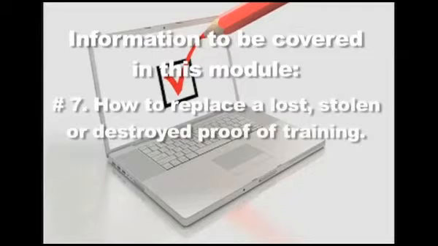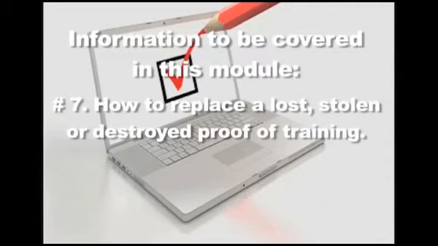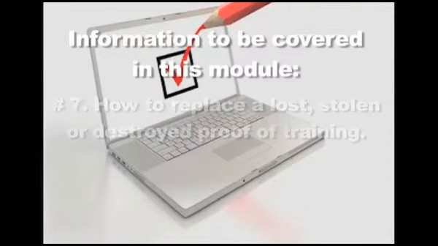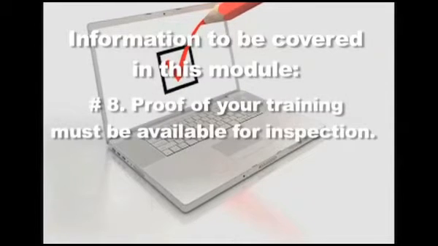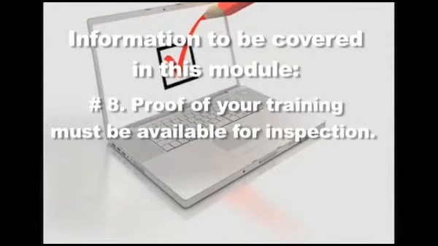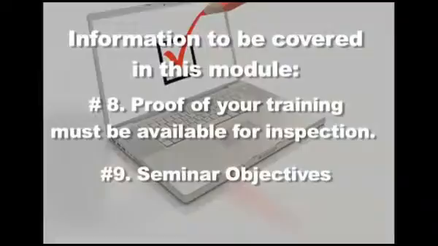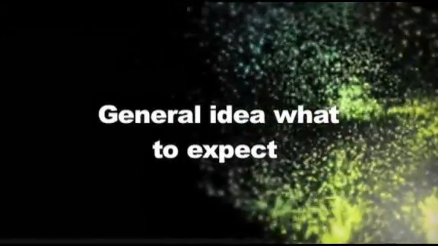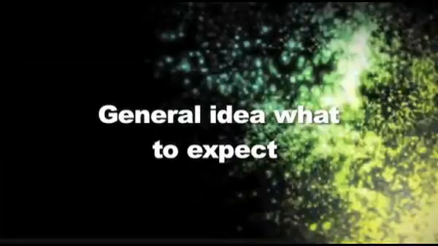Number 7, how to replace a lost, stolen, or destroyed proof of training. Number 8, proof of your training must be available for inspection. And number 9, seminar objectives. We are going to begin with a quick tutorial of the ASA Online Course. The purpose of this tutorial is to help give you a general idea of what to expect before you begin.